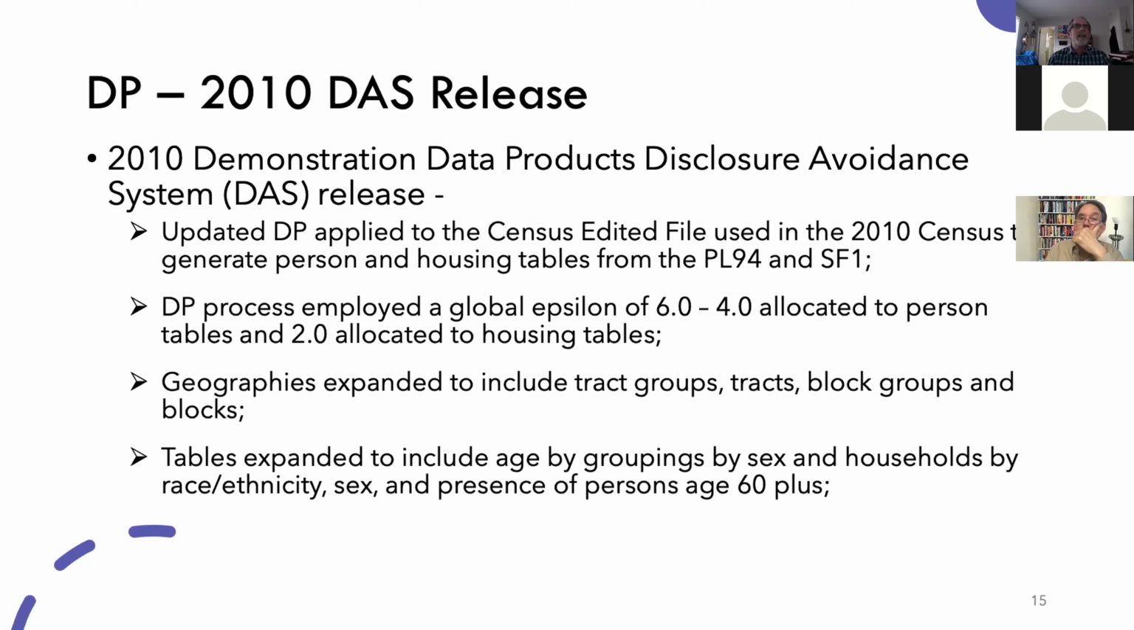In this data set, the geographies were expanded to include tract groups, tracts, block groups, and blocks, as well as nation, state, and county. So basically this was done along what's called the spine, and I'll talk about that in a second. The tables were expanded to include age by groupings, by sex, and households by race, ethnicity, sex, and the presence of persons over age 60.